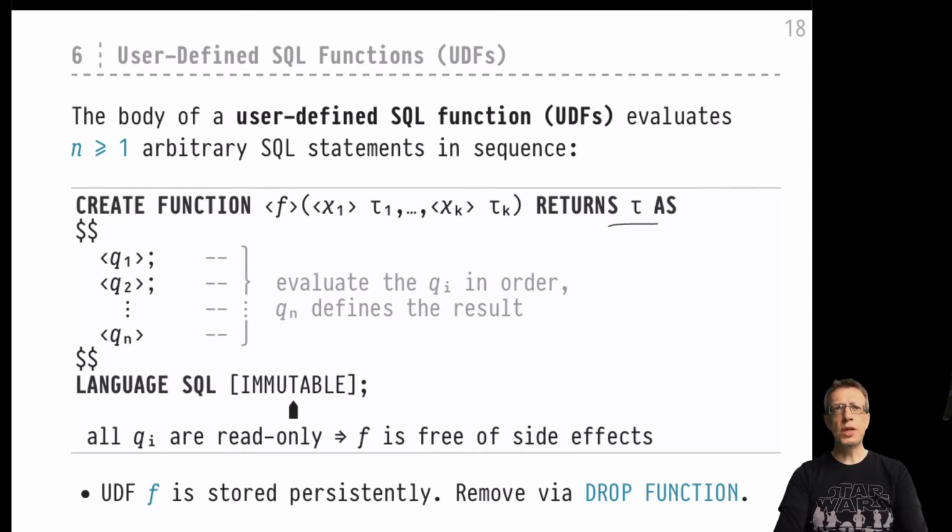So such UDFs are indeed real database objects. They are stored persistently, just like tables are stored persistently. We can switch off the system and then boot up the database system again, and our functions f will be available again. They are stored persistently and survive the shutdown of the database system. Okay, until we explicitly use drop function to remove the function again.